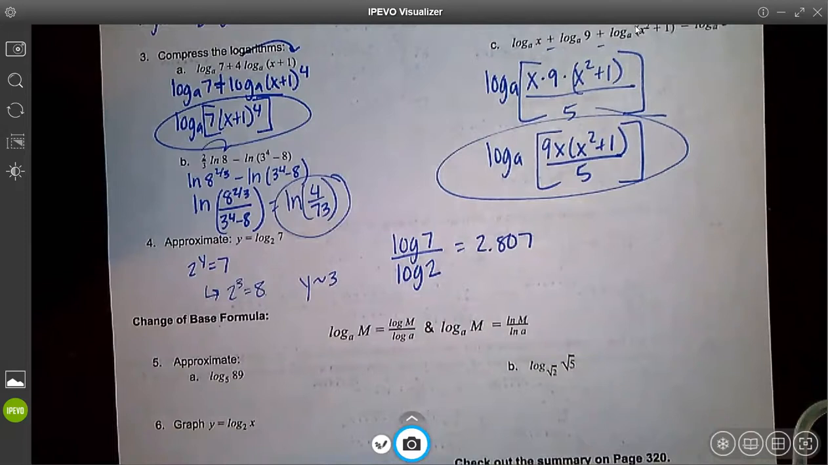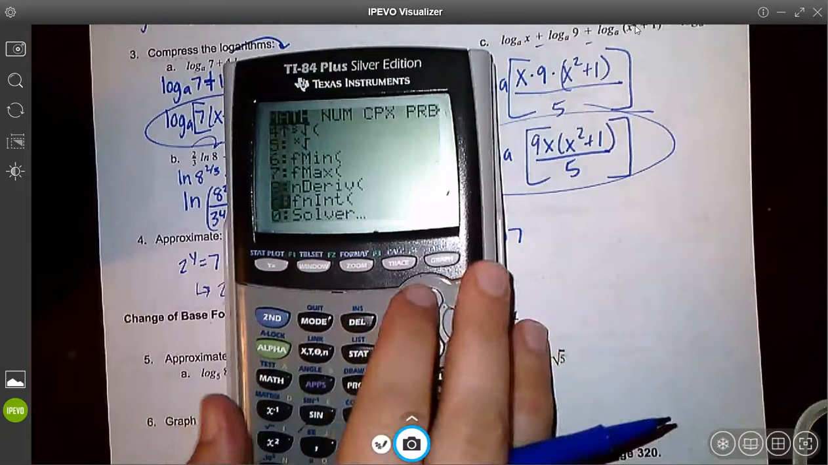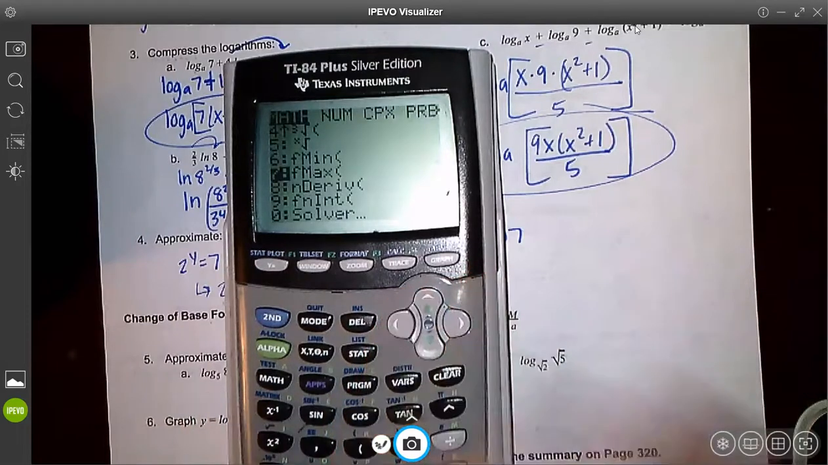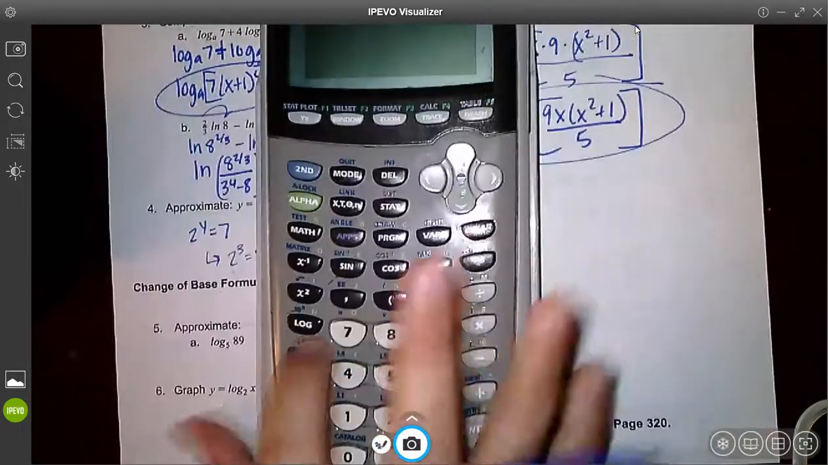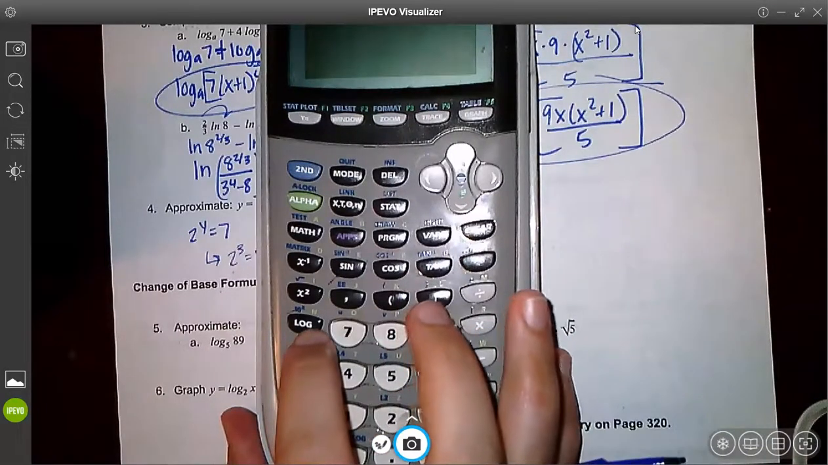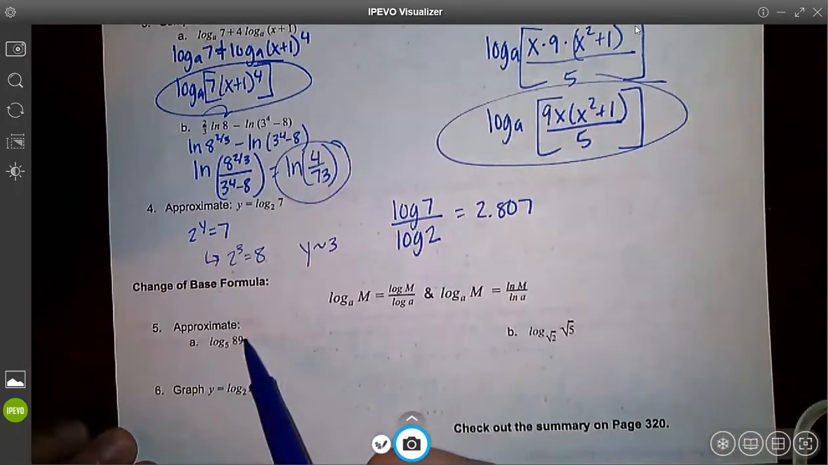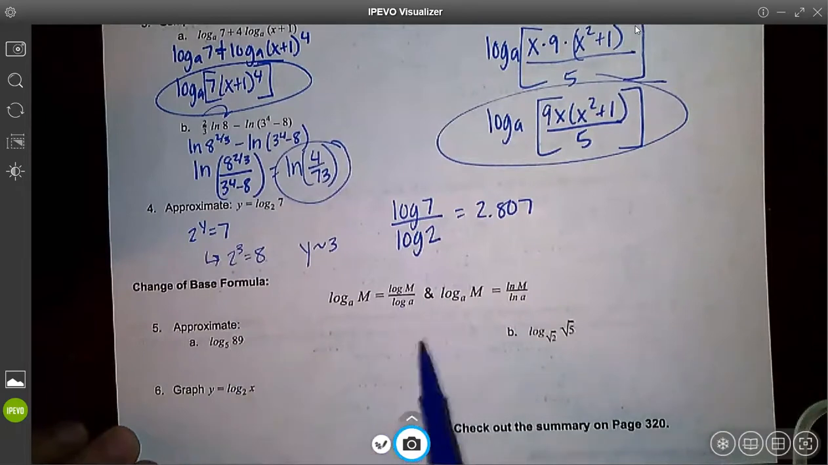On my calculator, for example, if I go to math, I do not have that log base option that was on the other calculator. The only log button I have is the common log, which is base 10. So if you have a log with a different base besides 10, you can rewrite it as the common log of what you're taking the log of divided by the common log of your base. That also works for the natural log.